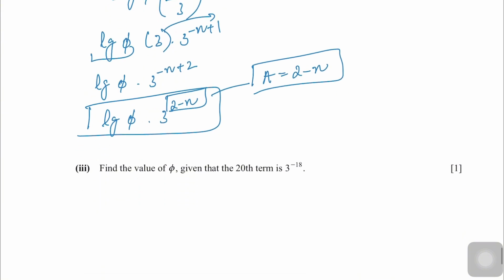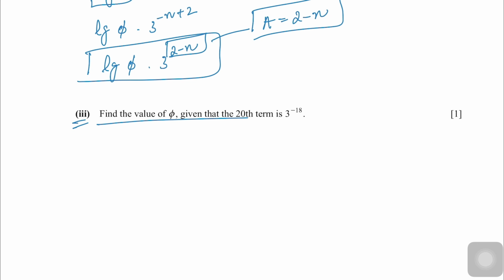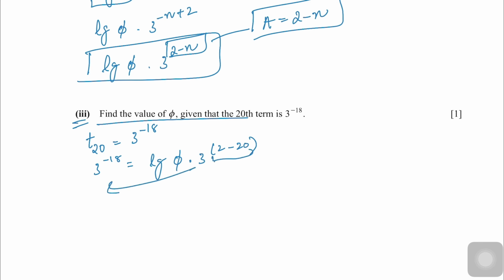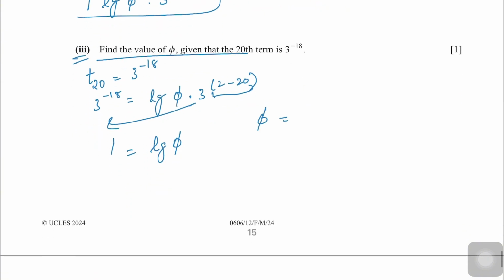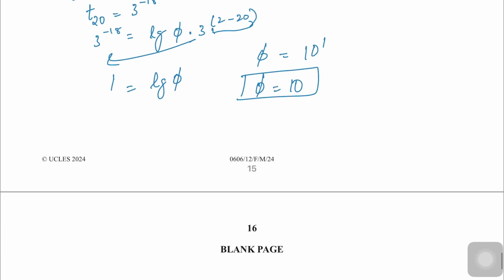Now for part 3, find the value of phi, given that the 20th term is 3 to the power negative 18. So we have our 20th term as 3 to the power negative 18, which equals lg phi times 3 to the power 2 minus 20. So this would be negative 18, and this would be divided over there. So 1 equals lg phi, and we get our phi as 10 to the power 1. So our phi would be 10 simply. And I guess this is it.